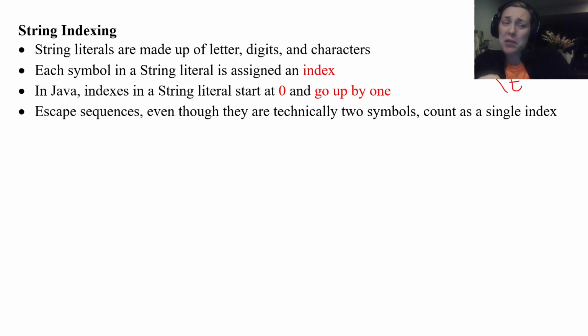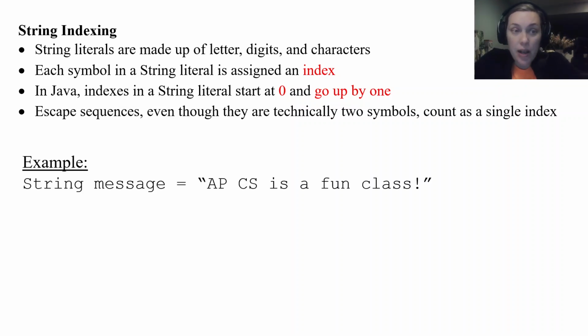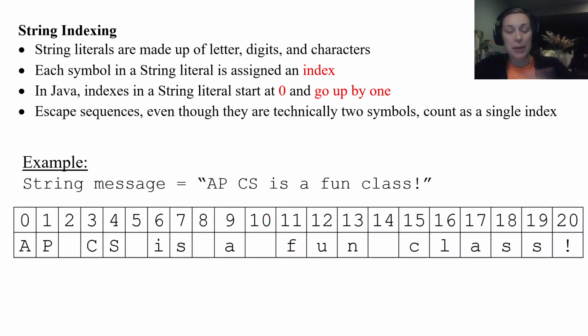And that's kind of the only weird thing about indexing. Otherwise, it's very straightforward. Starts at 0 and goes up by 1. The quotes that you see when we create a string literal, like in this example, String message = "APCS is a fun class", these quotes encase the string literal. They do not actually make up the string itself. So when we go to index it, and I made a little table with the indexes, those quotation marks do not count towards it.